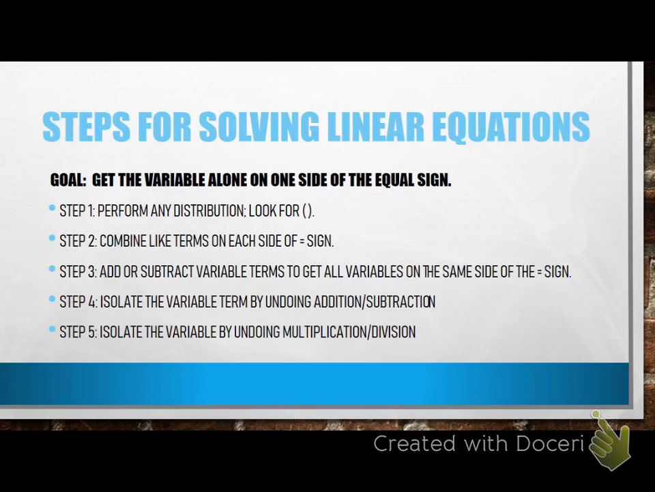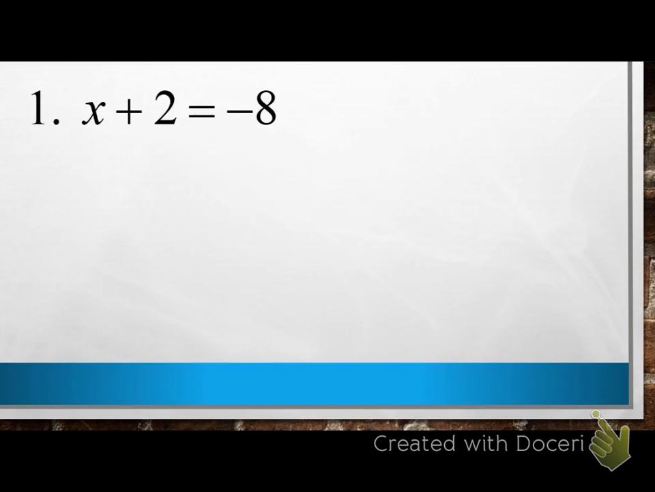Okay? Here's our steps. You want to perform a distribution first. You're always going to combine like terms on each side of the equal sign. You add or subtract. You isolate. And then you undo by multiplication and division. And I don't think the steps are that important because you eventually just get used to the process. Okay? It's more of a process than step by step.